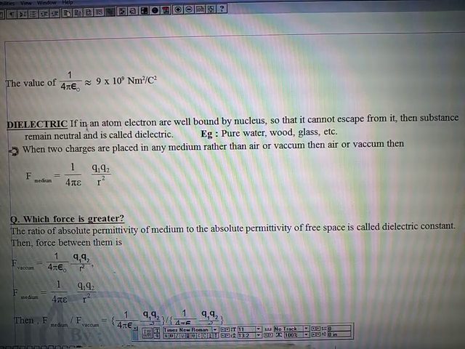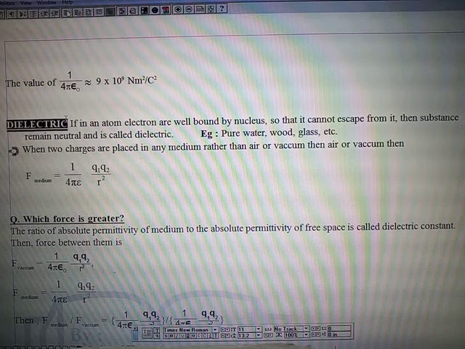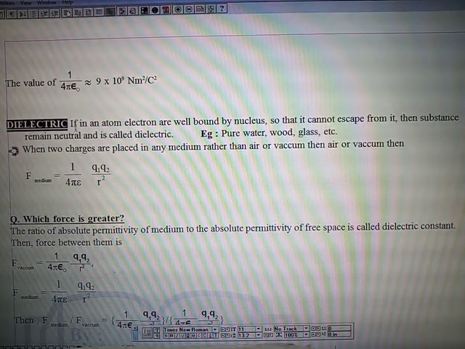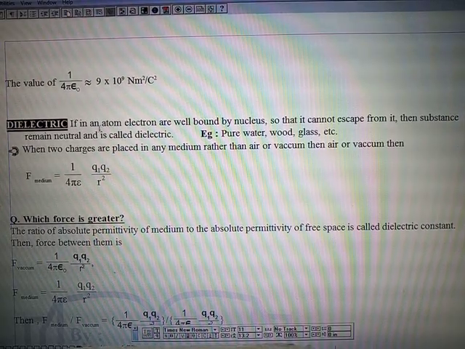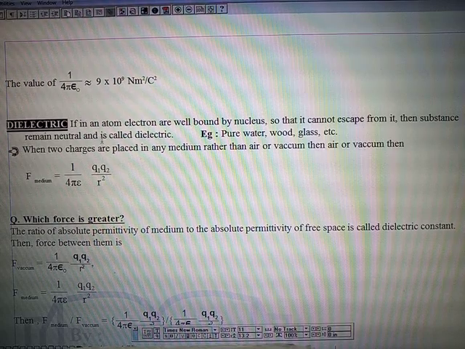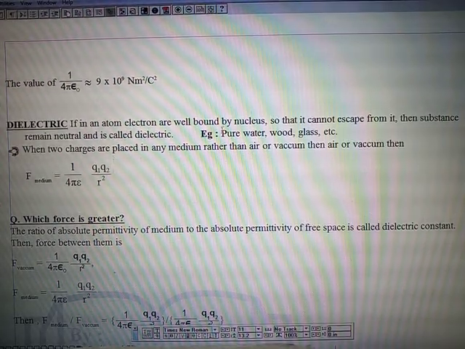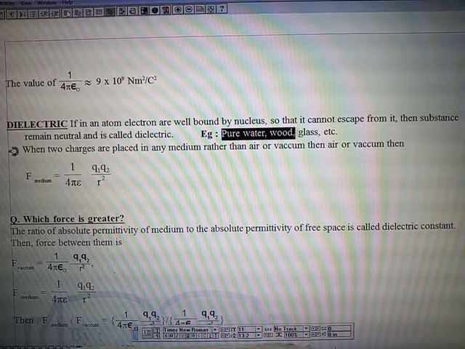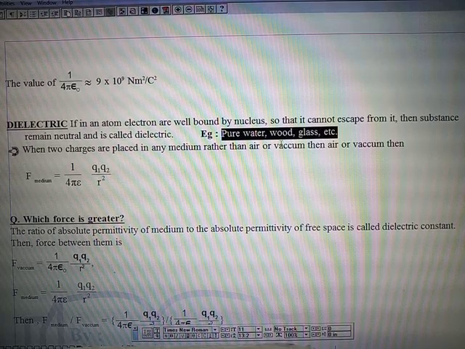Today, here I take dielectric. So, first, let me clear you what is dielectric. You just follow the highlighted ones only. Actually, dielectric is a medium, right? You can see pure water, wood, glass, etc. These all act as a dielectric medium.